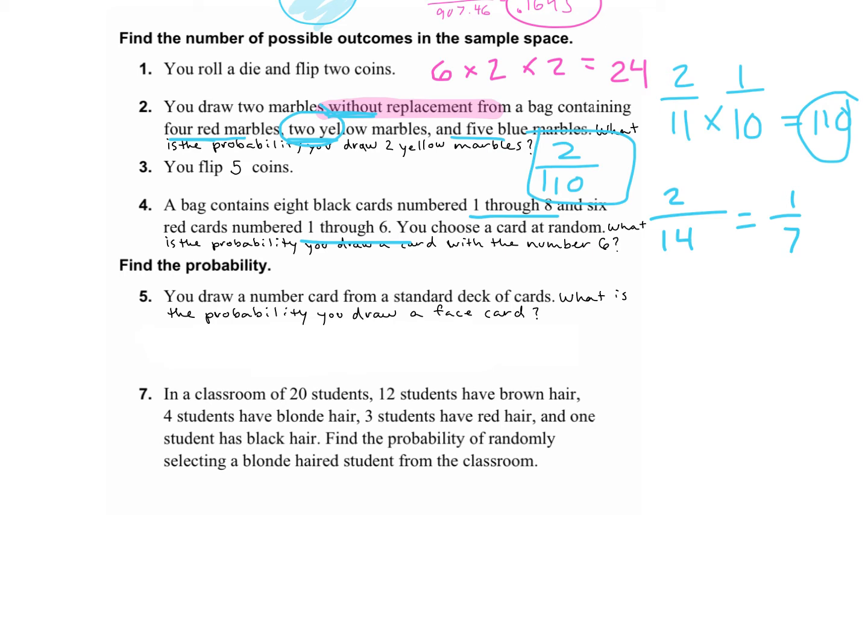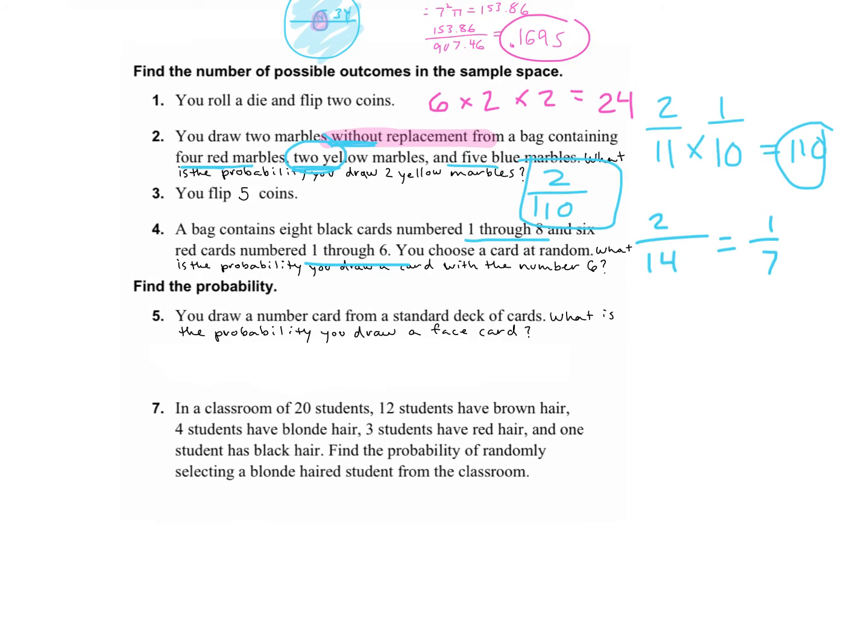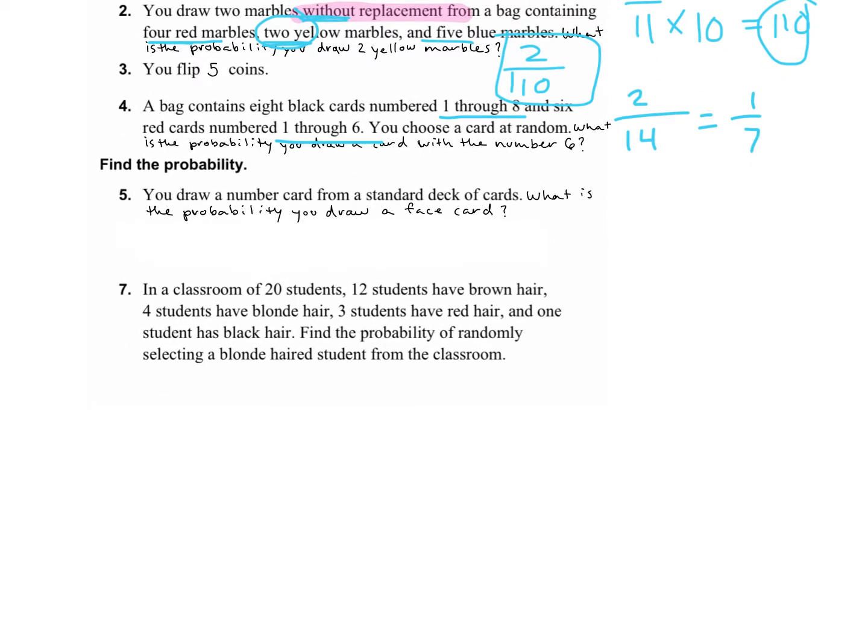We don't have to multiply anything here just because we're only picking 1 card. All the others we had like drawing 2 marbles, flipping a dice and a coin, like multiple things going on. That's why we multiply. This one, we're just picking one card, and that's it.